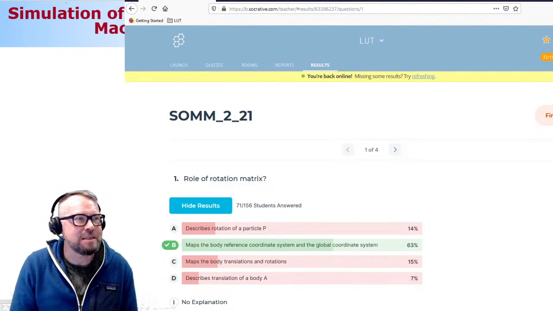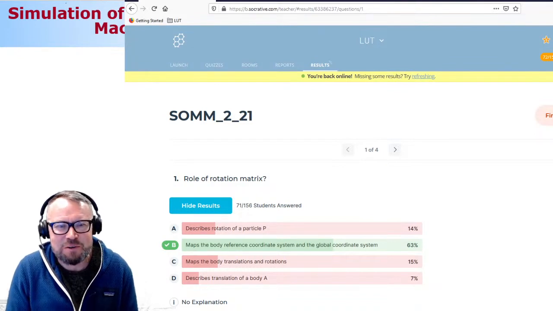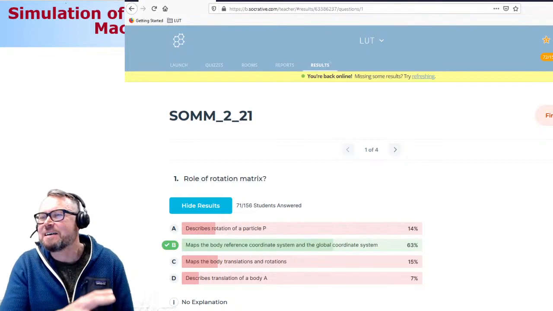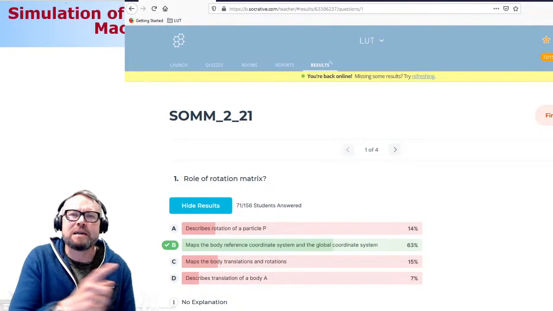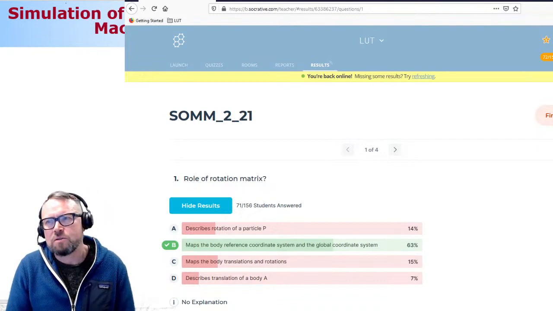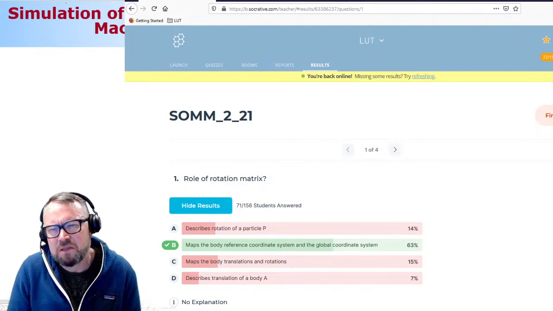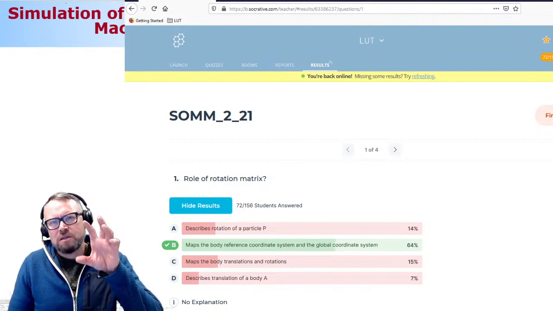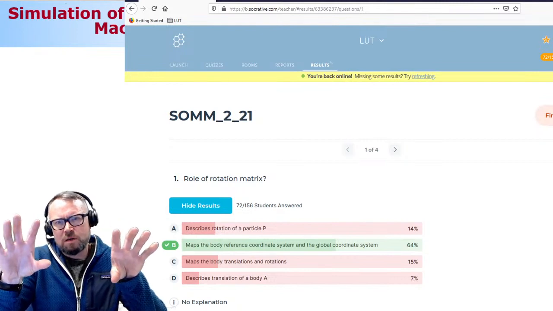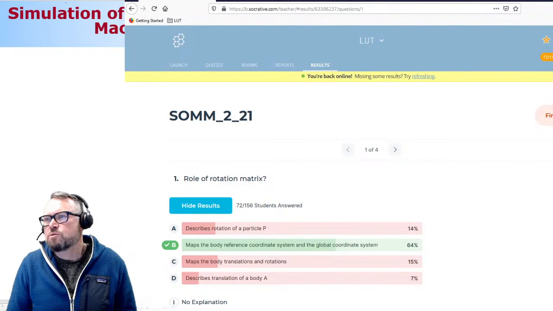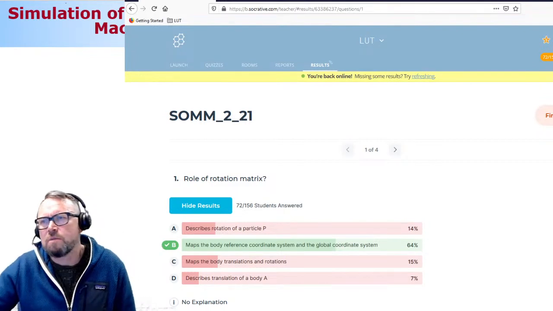So still somebody is saying that you cannot see my frozen P. Okay, anyways. Then, maps the body reference coordinate system and global coordinate system. That's exactly what the rotation matrix is doing for you. Maps the translation and rotation? No, those two things are not mapped, because capital R, the rotation matrix, describes the rotations. Describes the translation of body A? No, that's not the case. That's vector R that's doing that job.